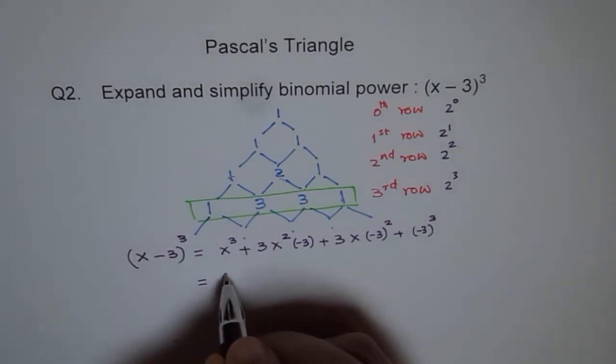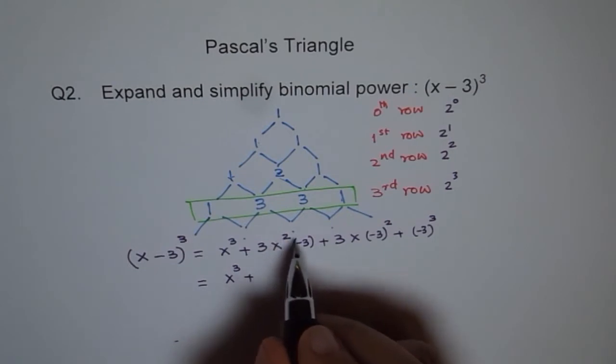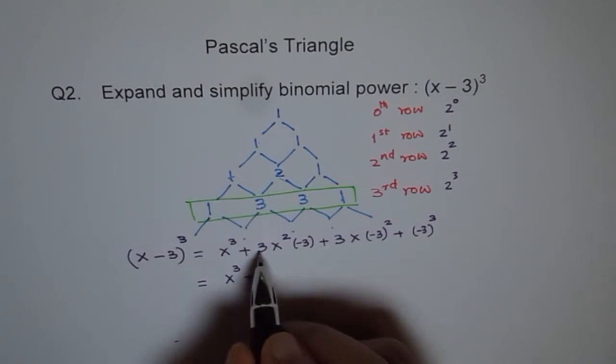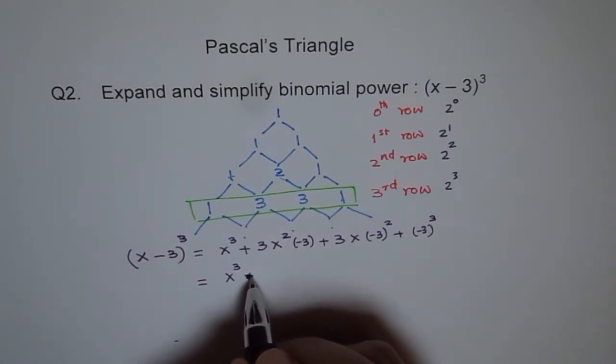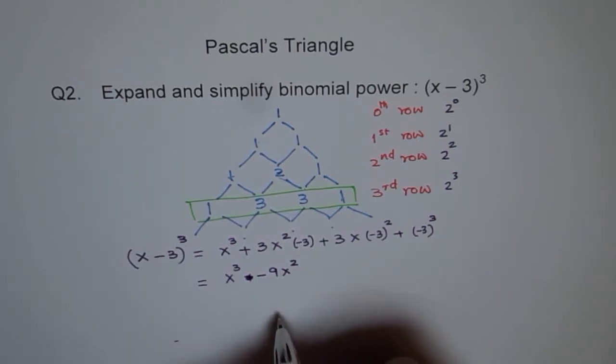Now we'll simplify it. So we have x cubed here plus 3x squared times minus 3. So that minus 3 will make this minus, right? And 3 times 3 will be negative. So it's better to write here negative 9x squared. Does it make sense? Yes.